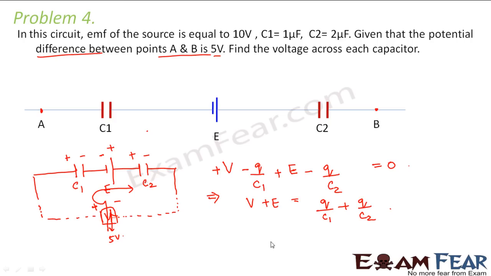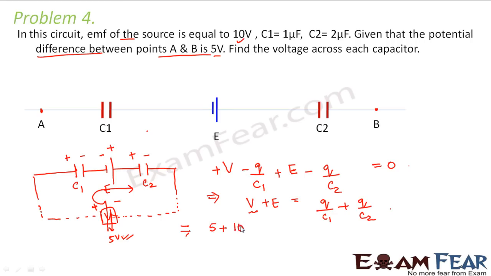Now let us see what we have to calculate here. We have to calculate the voltage across each capacitor. So basically we will have to calculate the value of Q by C1 and Q by C2 from this expression. For that we will proceed in the similar way. We will calculate the value of Q from here. If we know Q, we can very easily find out the value of Q by C1 and Q by C2. Now the value of V is already given here as 5 volts and also the EMF source is given as 10 volts. So let me put those values.